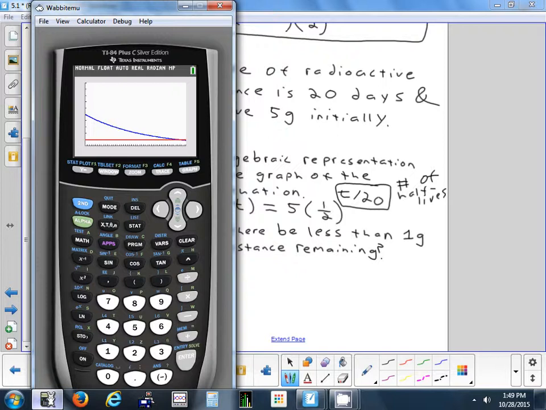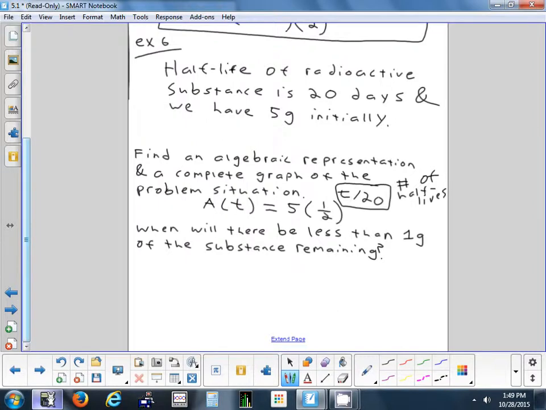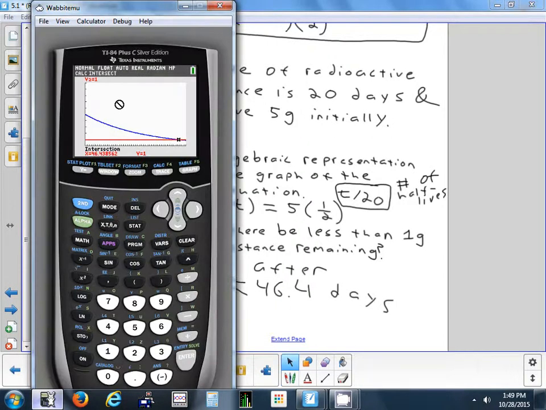I think we just barely have it. So do our intersect. It's going to take just over 46 days, 46.4 days. And it says, when will there be less than? So I could say any time, technically any time after 46.4 days. Any questions on that?